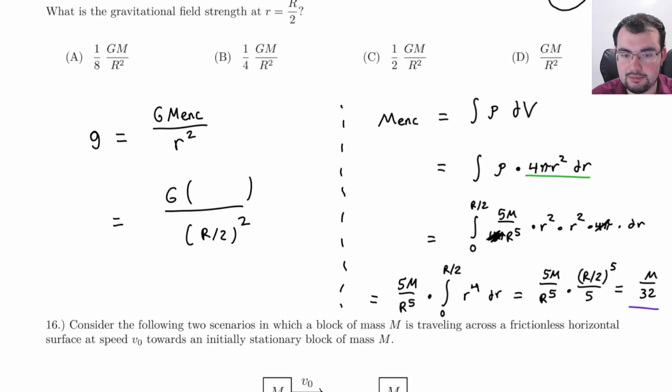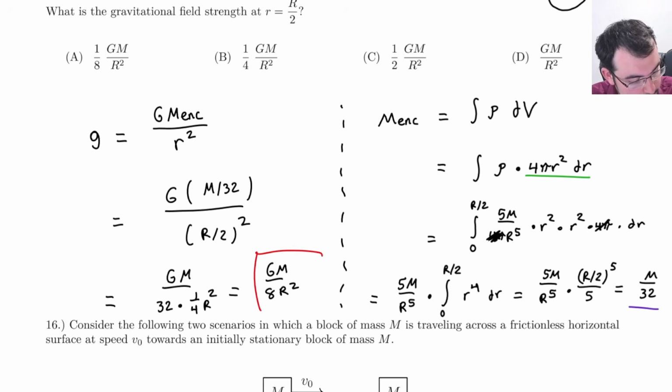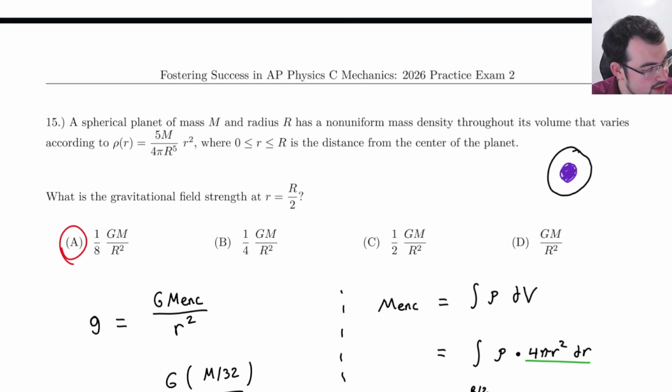And then we can go in and plug in where our enclosed mass was m divided by 32. So we get GM divided by 32 times 1/4 r squared, and 32 divided by 4 is 8. So we get GM over 8 r squared. Wow. That is absolutely going to be our most time-consuming and tricky one today.